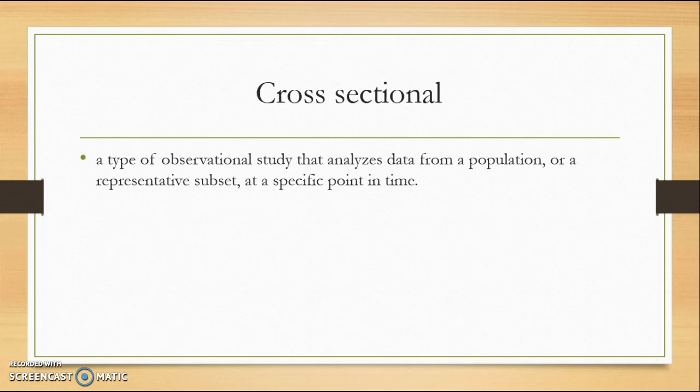Another type of data is a cross-sectional, and this is a type of observational study that analyzes data from a population or a representative subset at a specific point in time. An example of this is that if you measure the height of a British female athlete can jump when they turn 16 and then every 2 years until they turn 22 after that.